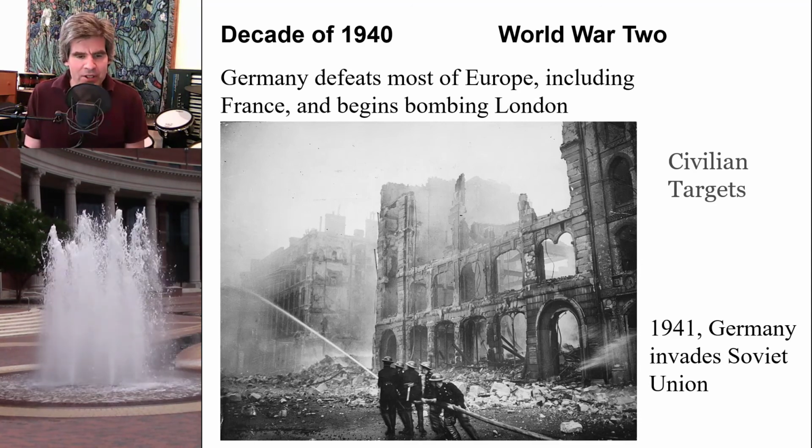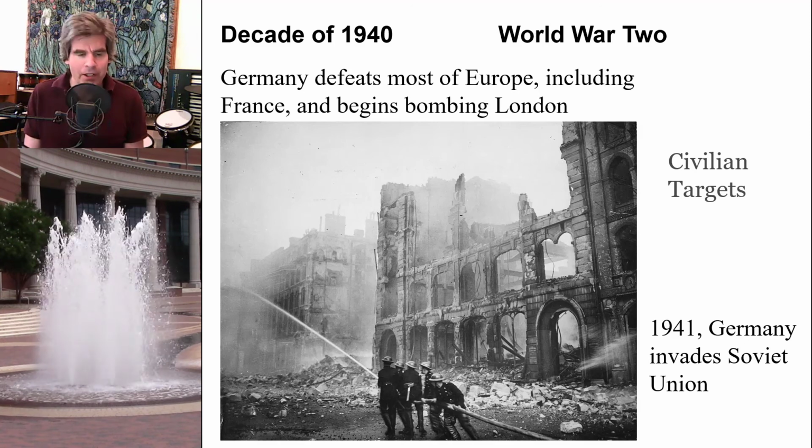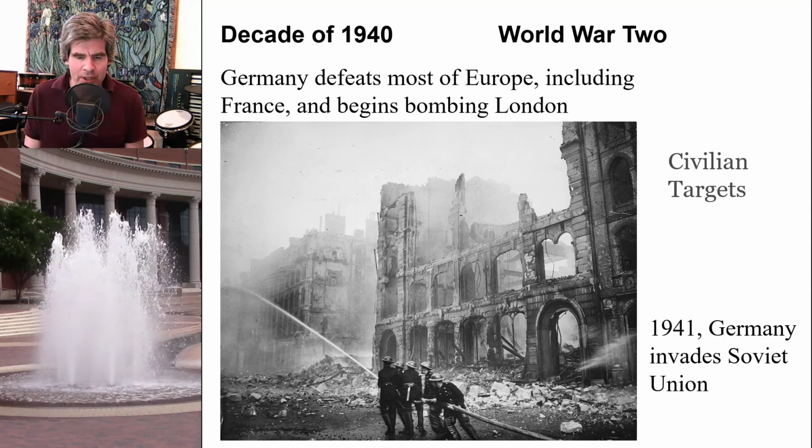So, at the beginning of this decade, Hitler continues to lead Nazi Germany in taking over territory in Europe, and Hitler looks unstoppable. He defeats most of Europe, including France, and in 1941, Hitler begins bombing London. That is, he begins dropping bombs on a large city for the purpose of killing civilians with the hopes it will force Britain to surrender. The picture on the screen is a picture of London shortly after one of these bombings.